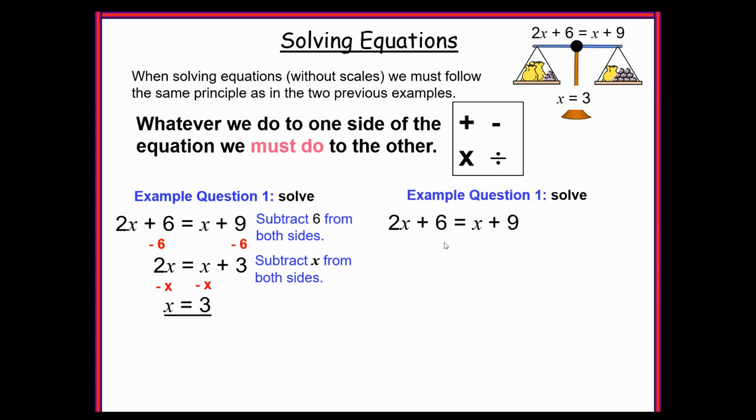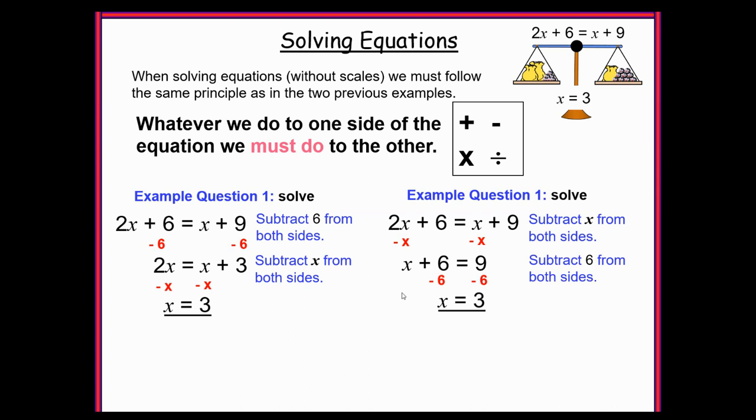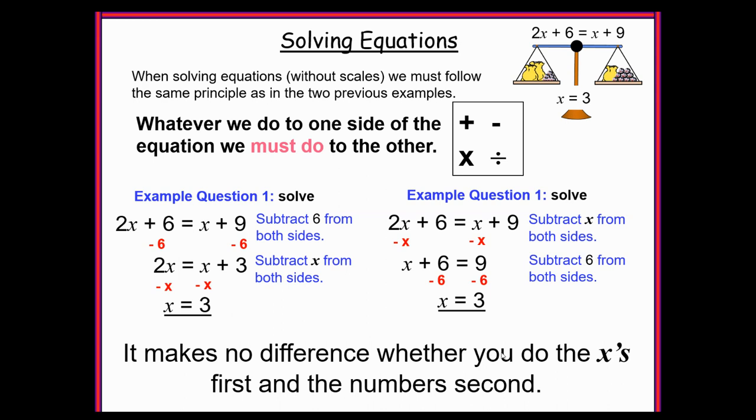But you could move the x's first if you want. So you could take x off both sides first and be left with x plus 6 equals 9. And then take 6 off of both sides and be left with x equals 3. Get the same answer. We actually take x off and take 6 off both. It's just the order. Personally, we usually go around moving the number first, but it doesn't matter. It makes no difference whether you do the x's first and the number second or vice versa.